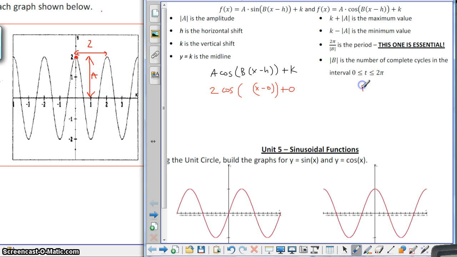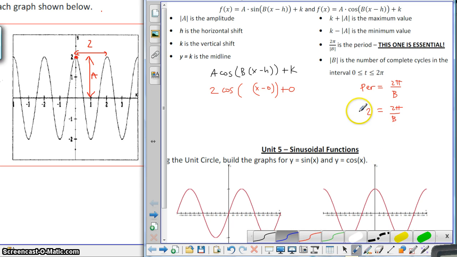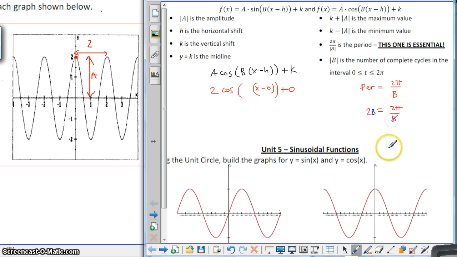So I'm going to do period equals 2 pi over B. I know that the period is 2. And then to solve for B, I multiply by B, and then I divide by 2. Cancel the 2's, B equals pi. So this is going to be one of those equations that has pi inside of it. So to clean this up, 2 cosine of pi x, and that's it.